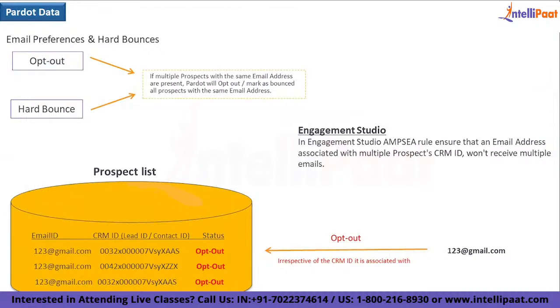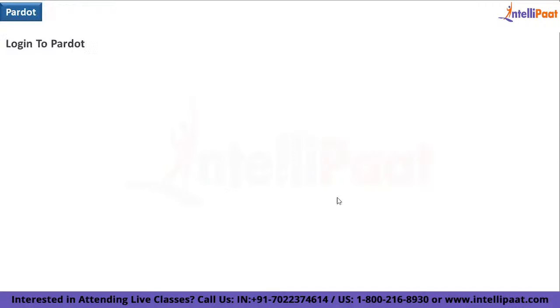So any questions till now? It was all about the data, connectors, the sync behavior, sync activity, and how the refreshment happens, and the unique identifiers, the unique identifier on the prospect side and the unique identifier from the CRM side, how the data flows and how the data moves. Right? So the next slide talks about the login to Pardot.